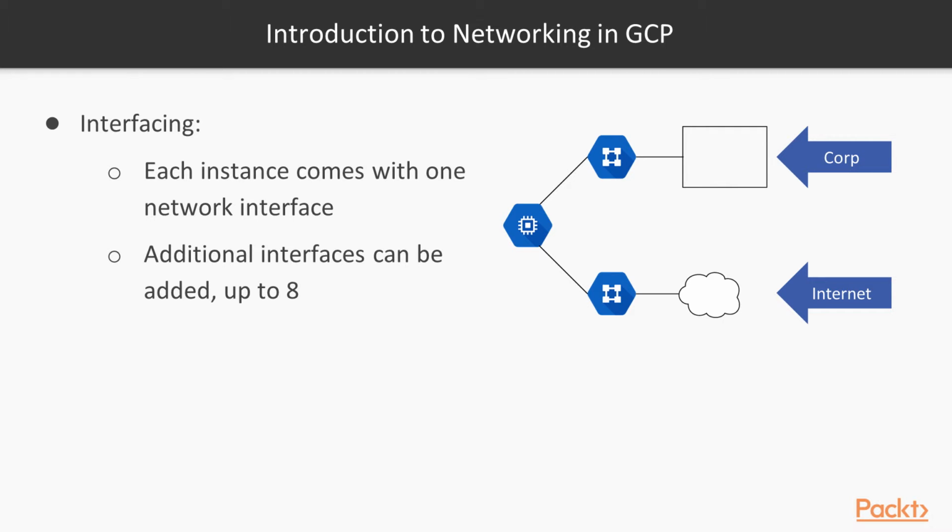One of them is you could have one interface pointing to the internet and one interface pointing to a corporate network. You could have one interface pointing to a backup network and one interface pointing to a corporate network. You could have one interface pointing to a DMZ and one to a corporate network, and a bunch of other scenarios.